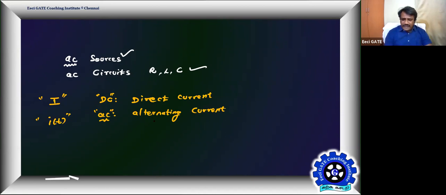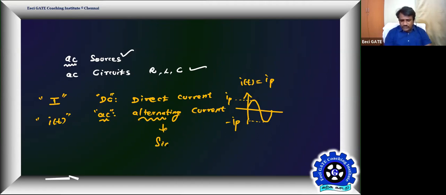Alternating means by default it is going to be sinusoidal. By default we call it a sinusoidal current. It is a function of time, i of t. We represent the sinusoidal by its peak value, that is ip, and the negative peak is also going to be minus ip. That's the standard way of representing any alternating quantity. By default, alternating means it is a sinusoidal source.